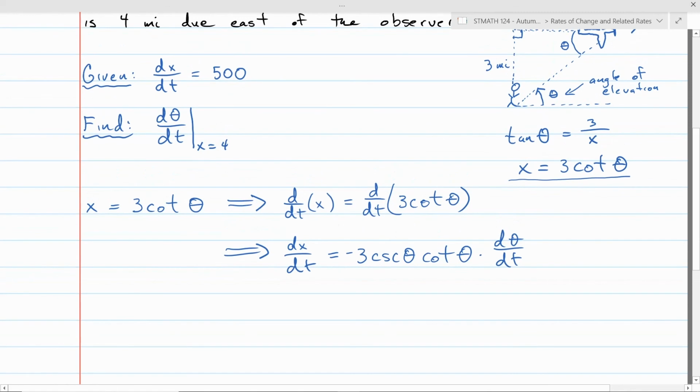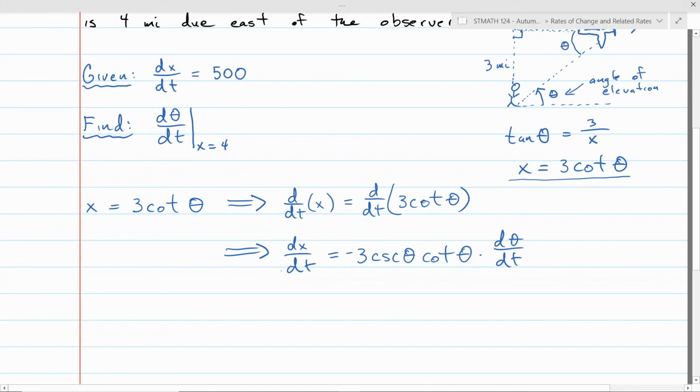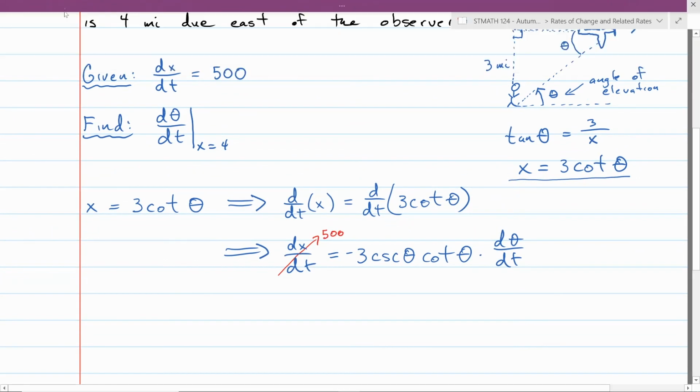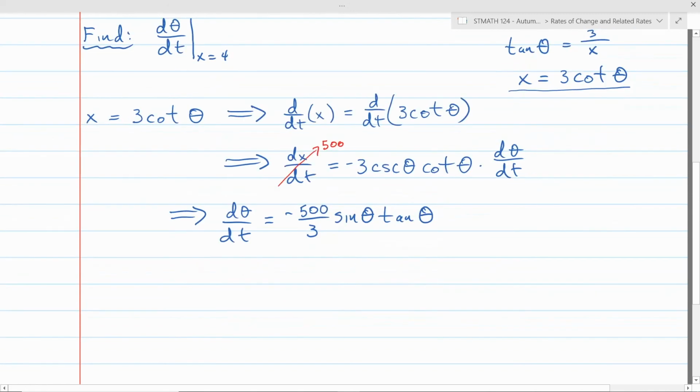So I know dx/dt is a steady 500, regardless of what particular time we're talking about, so I can just set that equal to 500 right there. And so from there, I can see that for d theta/dt, I'm going to divide both sides by negative 3, and then multiply both sides by sine of theta to get rid of the cosecant. I'm going to multiply both sides by tangent to get rid of the cotangent. So I'm just multiplying by the reciprocals of things to make it look nice.